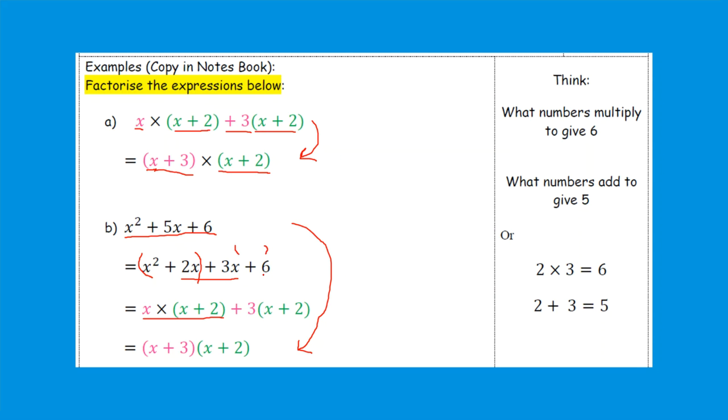So 3 2s are 6, so we get 3 times x plus 2. And then this step is what we had up here. So that's why we did that question. So the x plus 2 is common to both, gets multiplied by the 3 and by the x. So this is factorized.